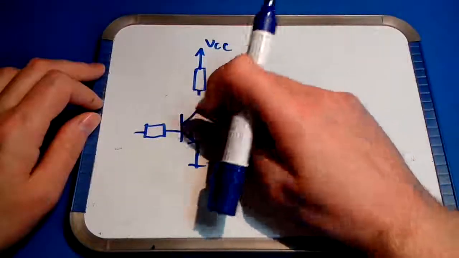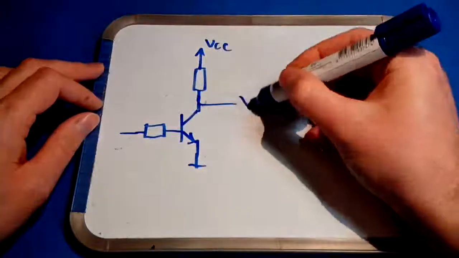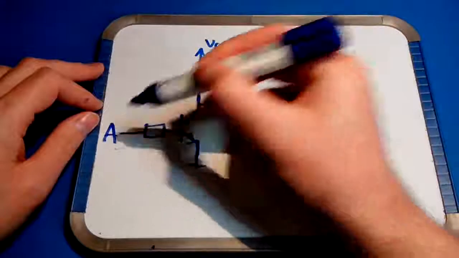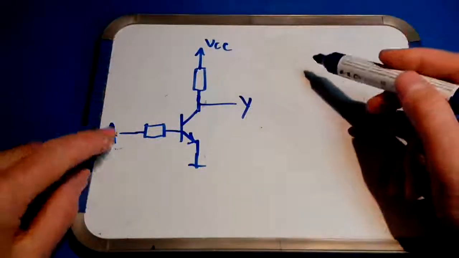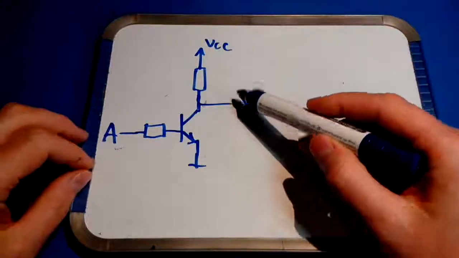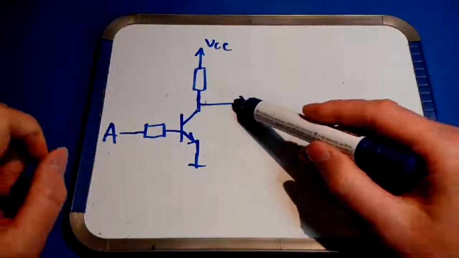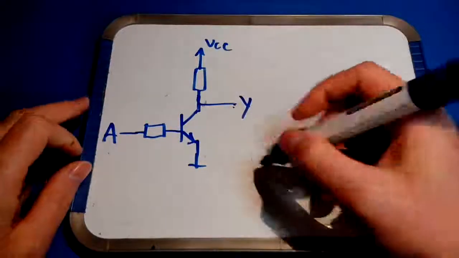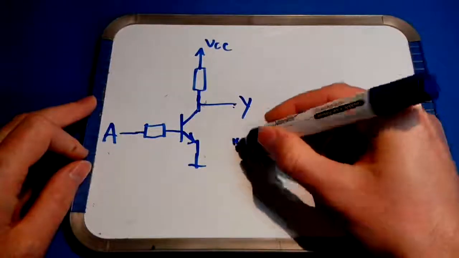Now, this circuit itself is actually already a logic gate. A very simple one is an inverter. If we label the output Y, and the input A, we did see just now that the output Y is the opposite of the input A. If A is low, Y is high, and vice versa. So this is an inverter or NOT gate.